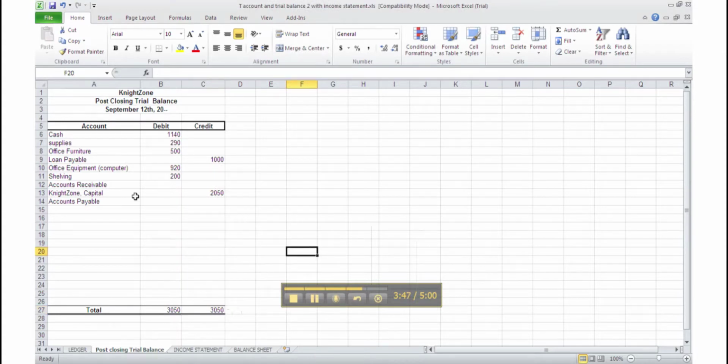Now we're correct. I do have accounts receivable and accounts payable here. They are permanent accounts, but they have 0 balances. It is up to you if you would like to leave them on or take them off, as they make no difference to the accuracy of your post-closing trial balance.